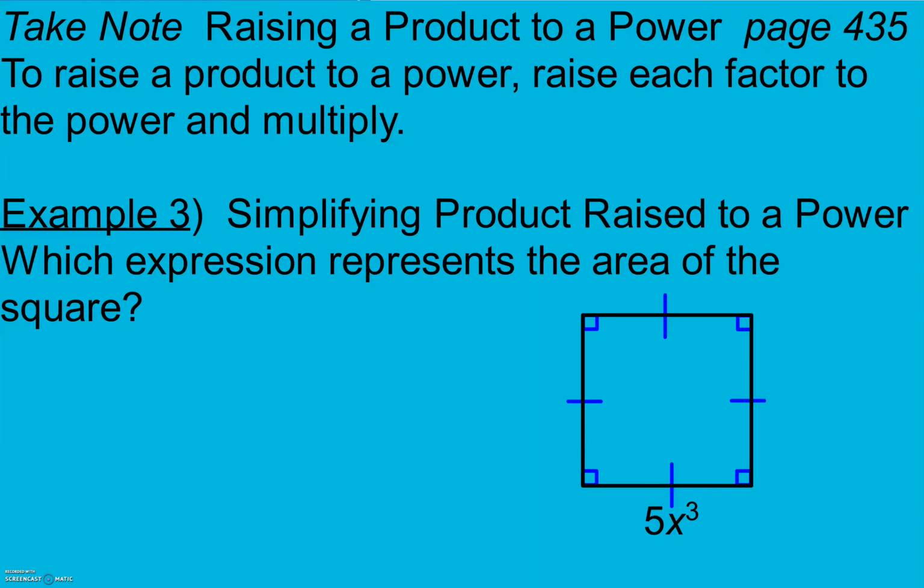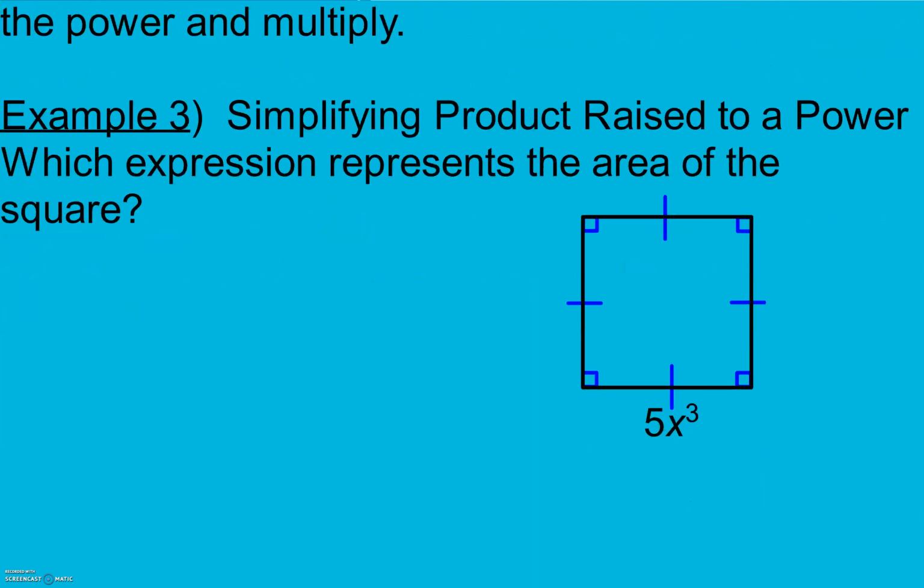Take note on page 435: raising a product to a power. To raise a product to a power, raise each factor to the power and multiply. So here in example 3, we're going to find the expression that represents the area of the square. There are lots of different ways that we can find the area of the square. We can use length times width or side squared. Here, for the sake of this problem, I'm going to use side squared.